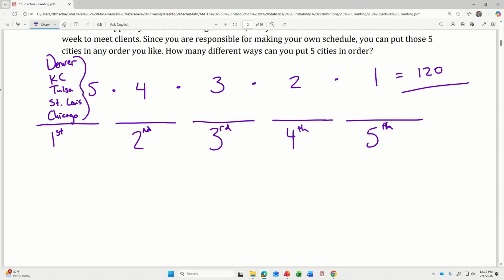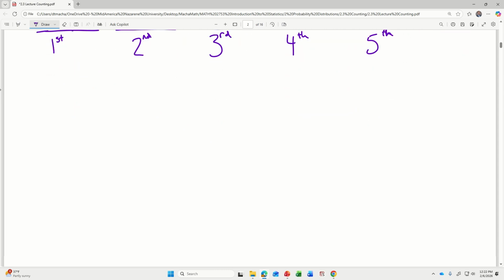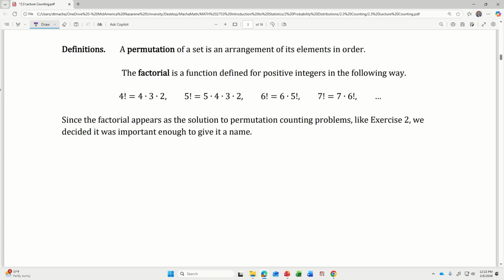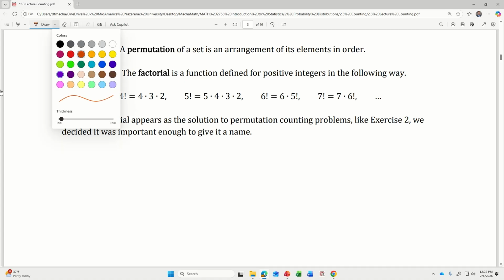So this is what I mean by counting. When I say we're learning to count today, we're counting the number of different ways I can permute cities or the number of different meals I can have at a wedding. Here's some vocabulary words for you.